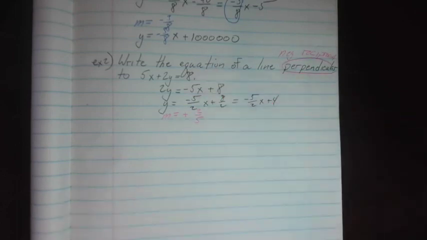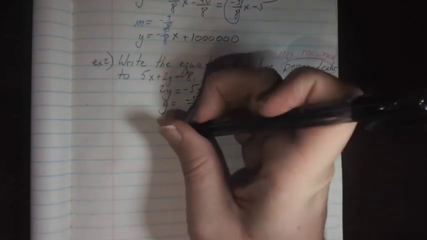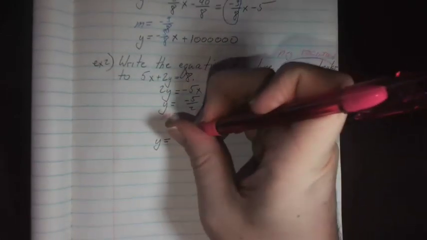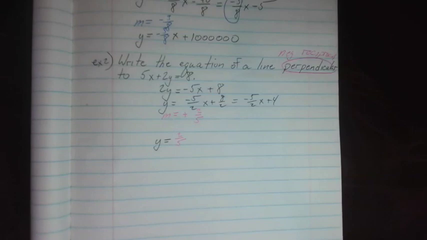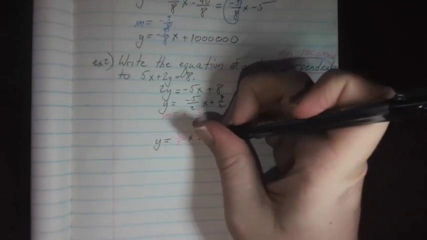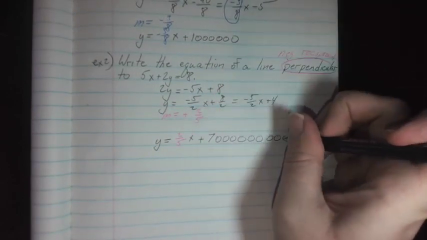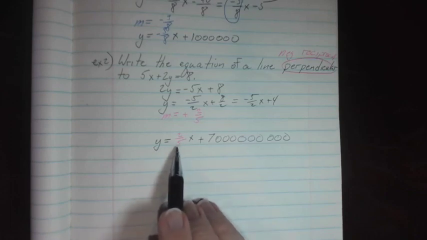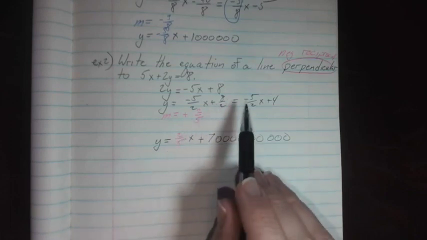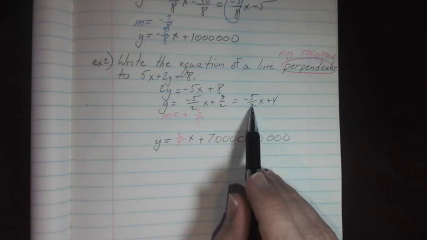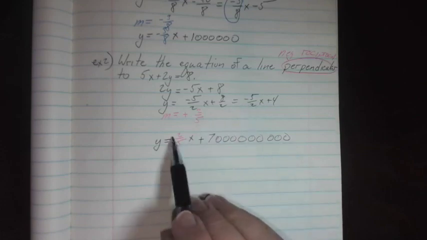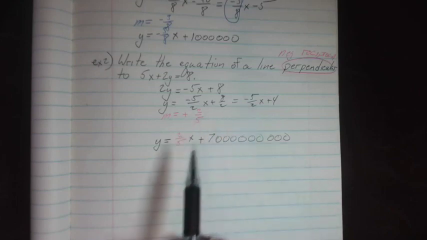Again, the y-intercept doesn't matter here because it doesn't specify anything. It just says a line, not a specific line. So I'm going to write y equals 2 over 5x plus 7 billion. Because this line's slope is the negative reciprocal of this slope, it's a flipped fraction, and it's negative instead of positive, we're good. These two lines are going to be perpendicular.